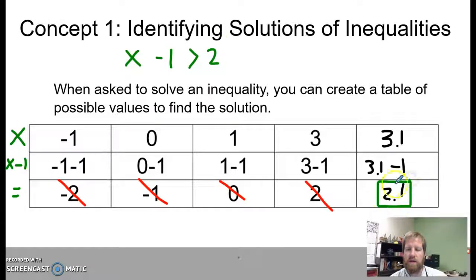So now that I have found my solution, and this is my first solution going upwards into positive values, I should know that any value greater than this 3.1 is going to end up giving me a value greater than 2.1, and so it'll always be a solution.